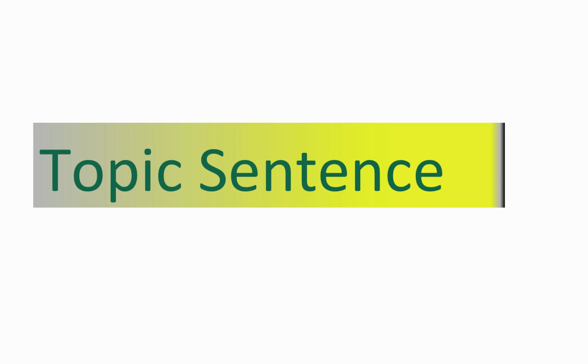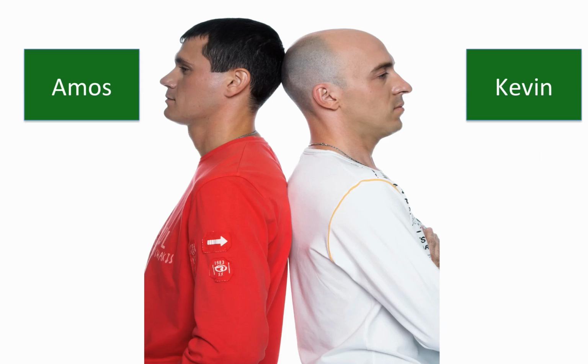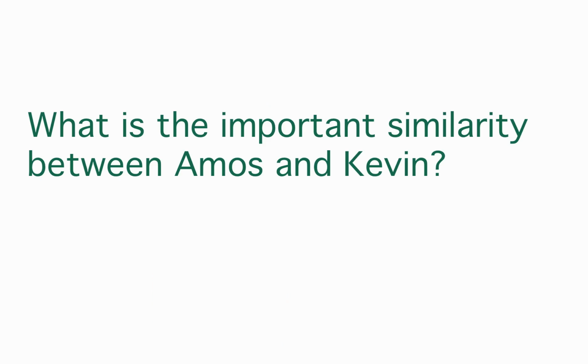Now I have to write a topic sentence. And so the topic sentence starts with the subject or the topic, and that is, what is the paragraph about? And it's about Amos and Kevin. So what is the important similarity between Amos and Kevin? Well, the similarity we're going to focus on is physical characteristics.